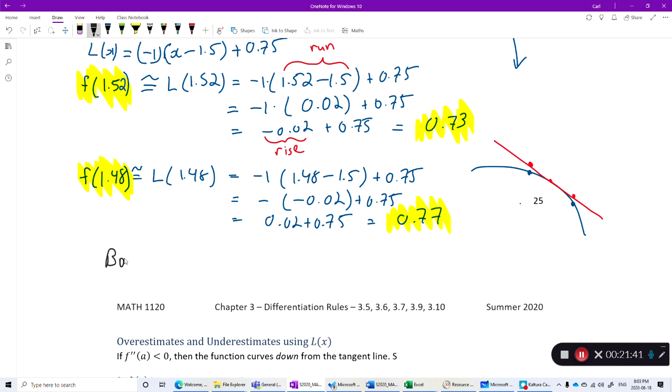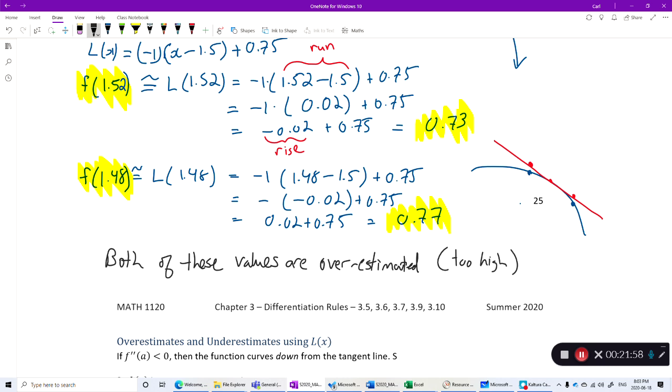So both of these values are going to be overestimates. They're slightly too big, too high, too large. Another way to point this out is that when the function is curving down like that, that's called concave down. Concave is like a cup, right? And if it's concave down, it's like a cup that's upside down. And so whenever the function is concave down, the tangent line is going to be an overestimate.